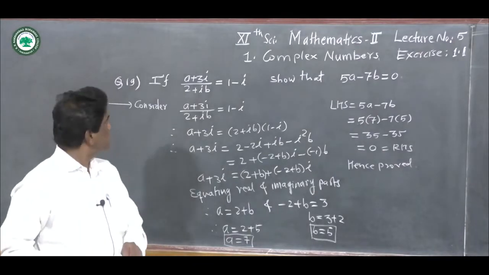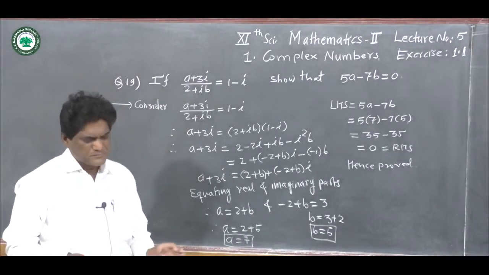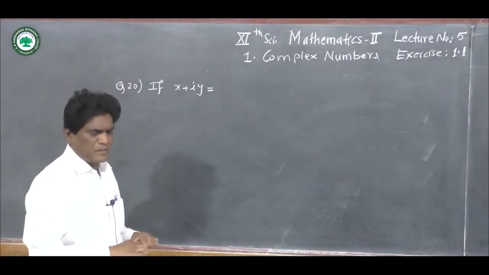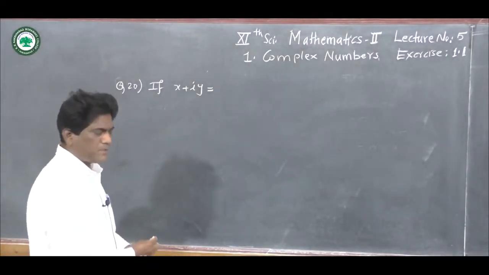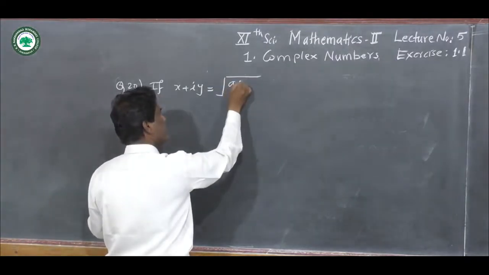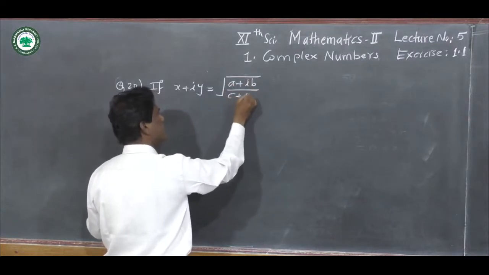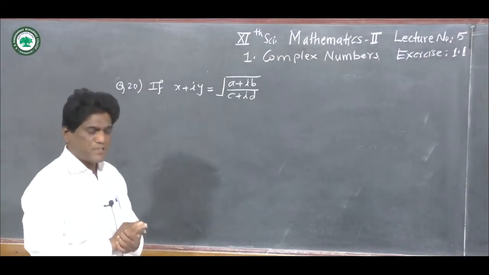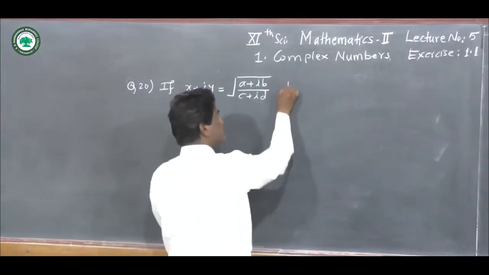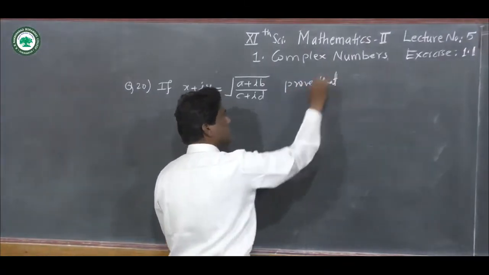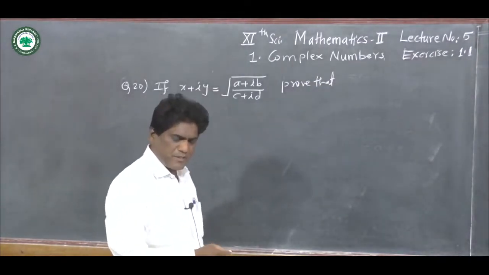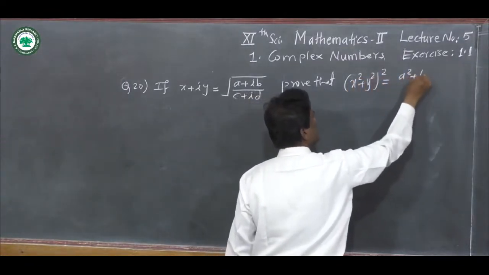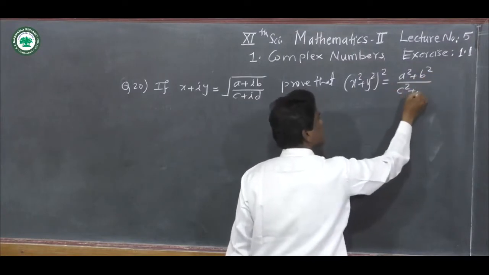Now the next problem, number 20. If x + iy = square root of (a + ib)/(c + id), which means we have been given x + iy equal to the square root of a + ib divided by c + id, then we have to prove that (x square + y square) whole square is equal to (a square + b square)/(c square + d square). We have to prove this.